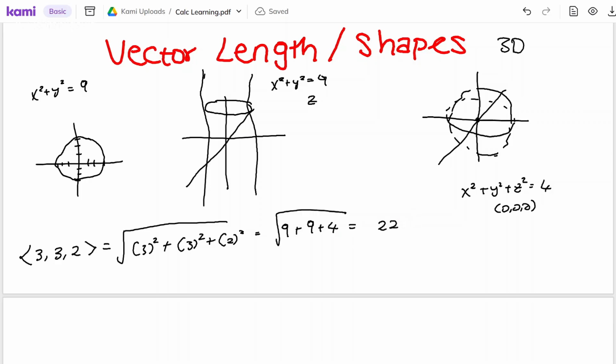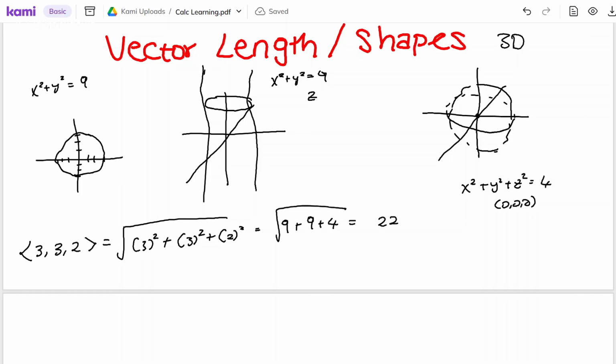And usually in this class, since we're not allowed calculators, you can just leave your answer like that. And that's how you would find the lengths of vectors. It's easy to remember: just the square root of all of the components squared and added up.